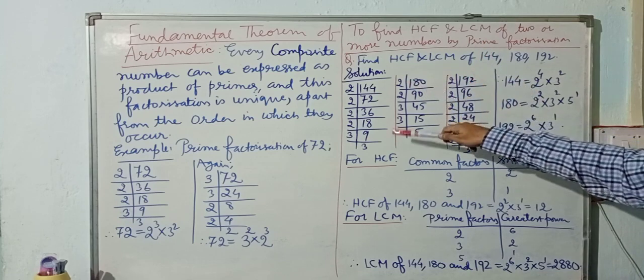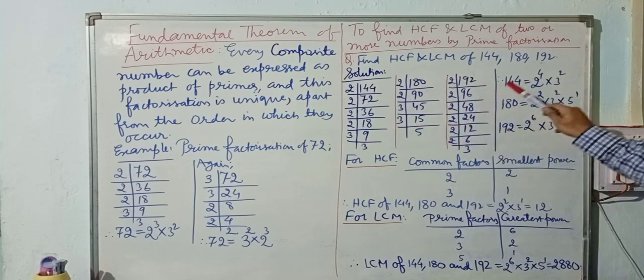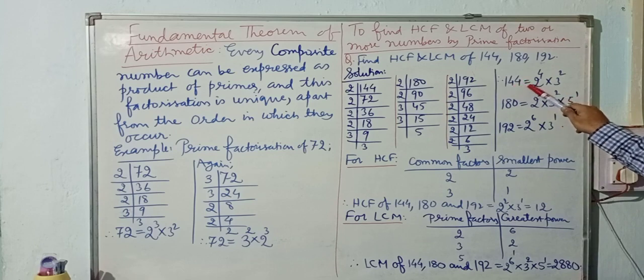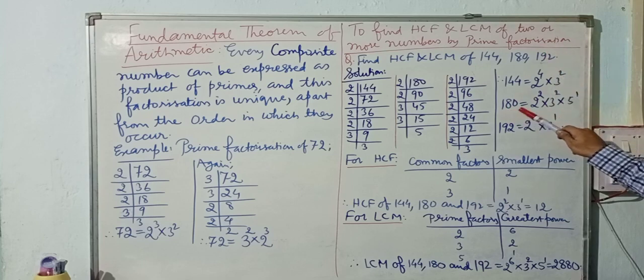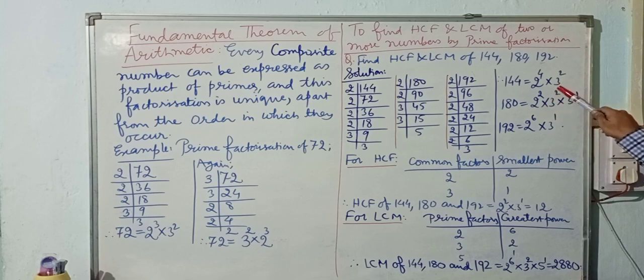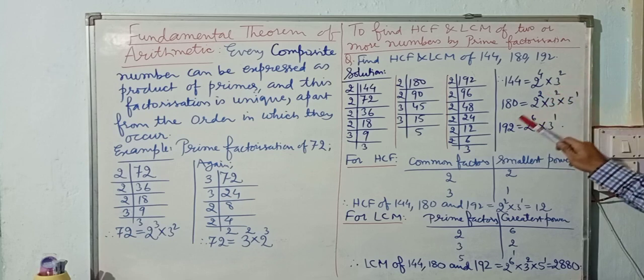What we get from the prime factorization of these three numbers: 144 is equal to 2 to the power 4 into 3 to the power 2. 180 is equal to 2 to the power 2 into 3 to the power 2 into 5 to the power 1. 192 is equal to 2 to the power 6 into 3 to the power 1.